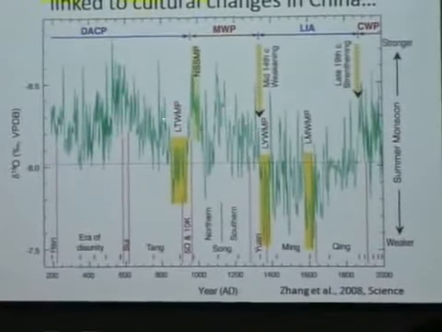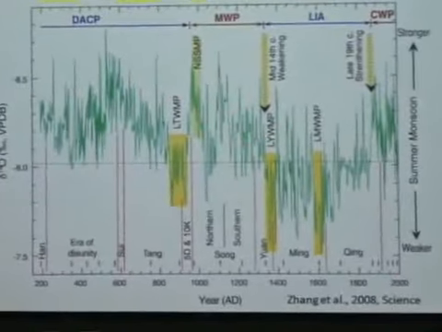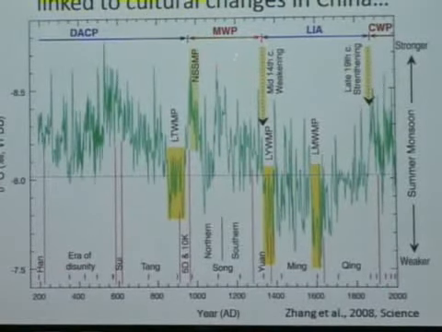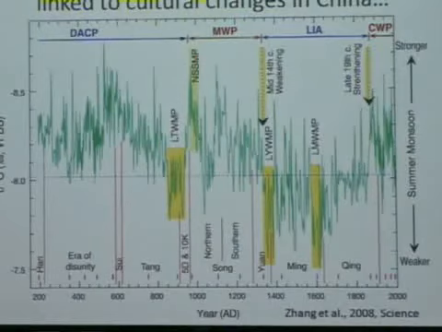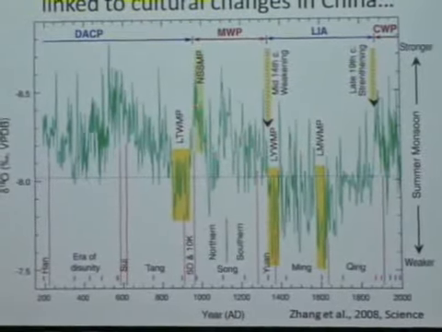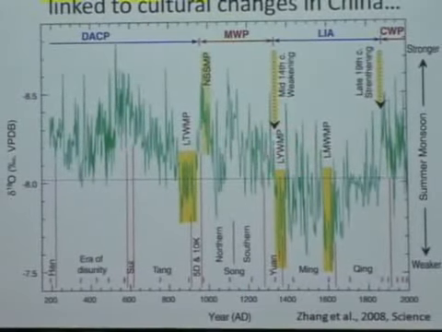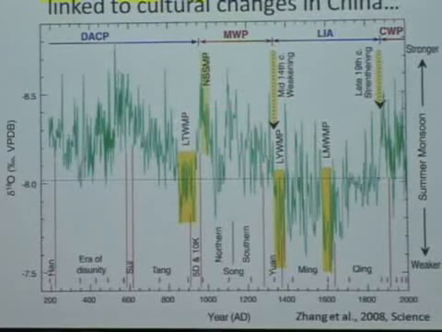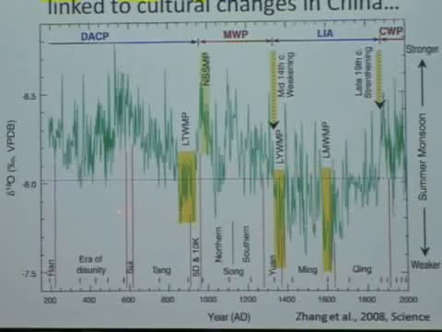But some of the major features that we can observe in this record are that during this medieval warm period, which is a period of relatively high solar activity and relatively warm conditions in much of the northern hemisphere, we see relatively strong monsoon conditions. This dotted line is showing you the mean delta 18 value. And during the Little Ice Age, which followed, we see relatively dry conditions over that time period.